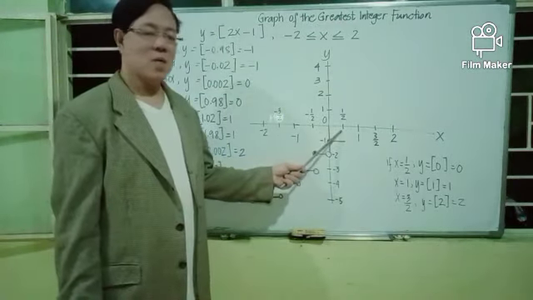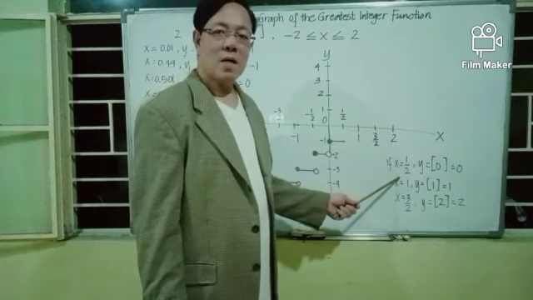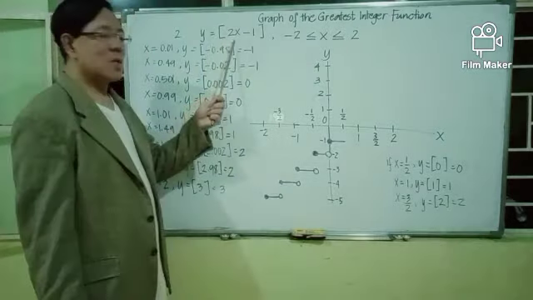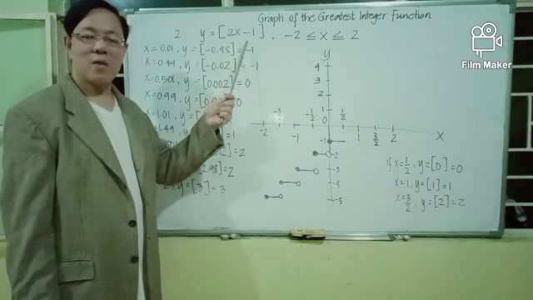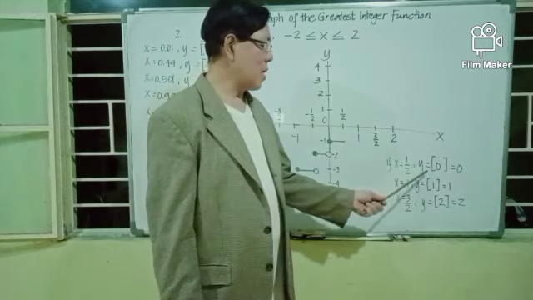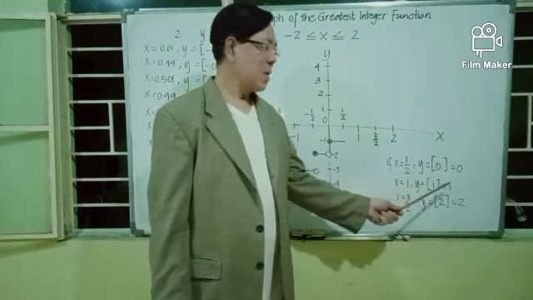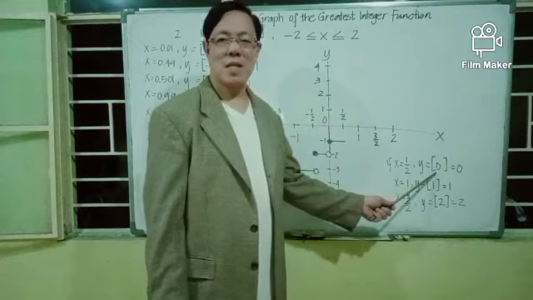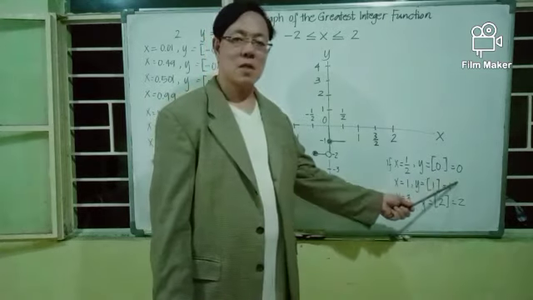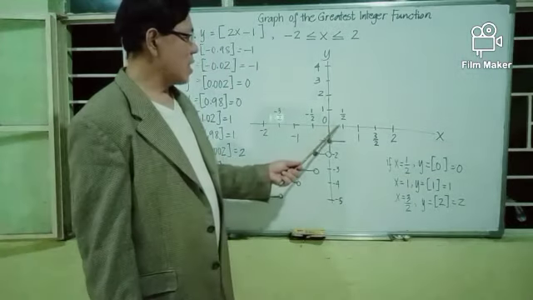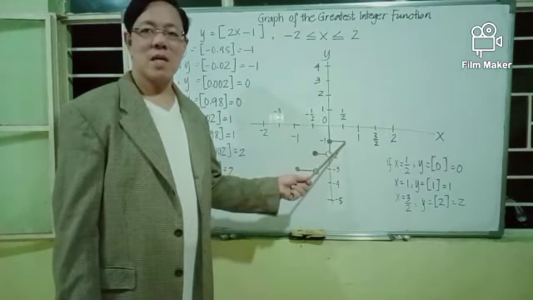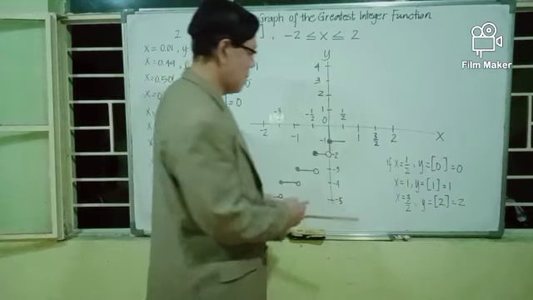Because when x equals 1 half, the value of y is equal to 2 multiplied by 1 half is 1, minus 1 is 0. When x equals 1 half, the value of y is the floor of 0. And the greatest integer that is less than or equal to 0 is 0. So when x is 1 half, the value of y is not negative 1, and we indicate that by an open circle.